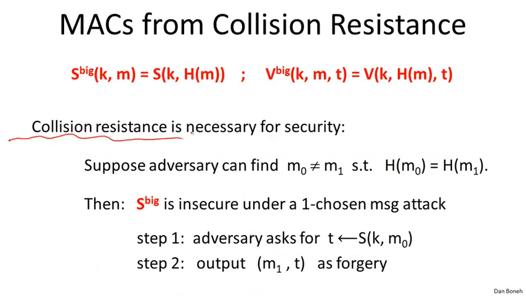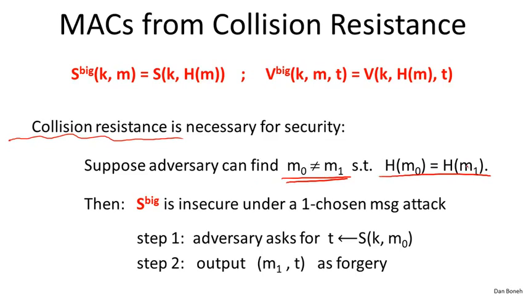So one thing I wanted to point out is that in fact collision resistance is necessary for this construction to work. Collision resistance is not just a made-up term. It really is the essence of why this combined MAC is secure. So let's just assume for a minute that the function H, the hash function we're using, is not collision resistant. In other words, there is an algorithm that can find two distinct messages that happen to map to the same output.